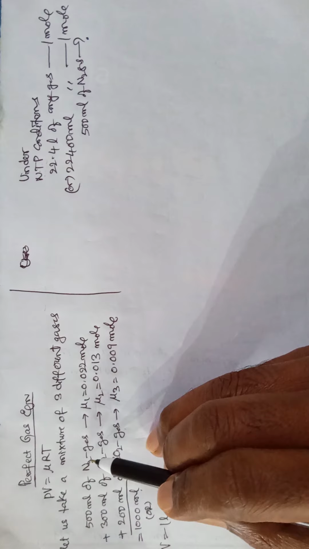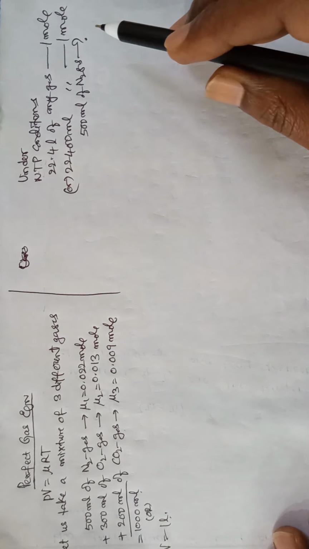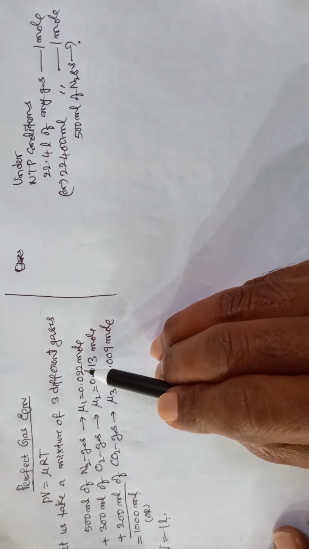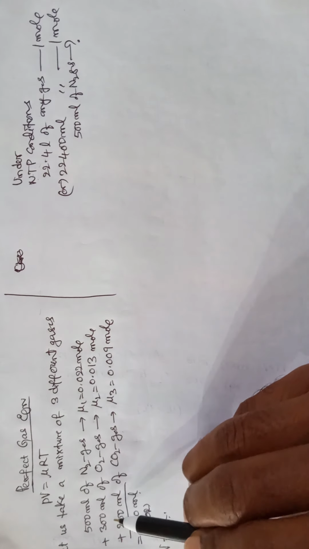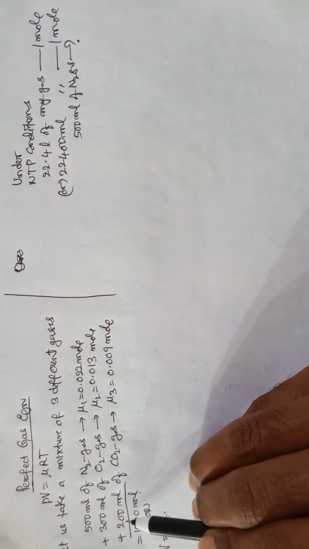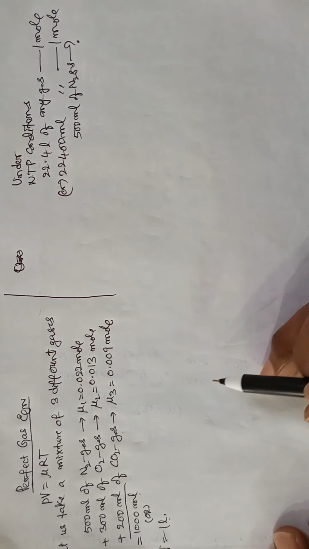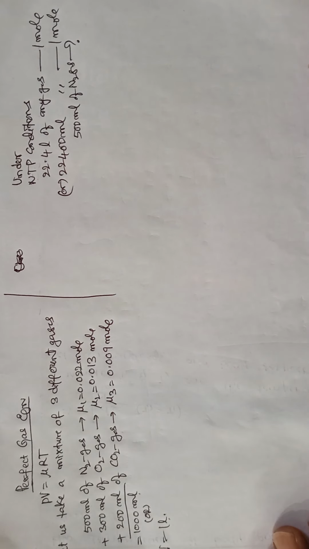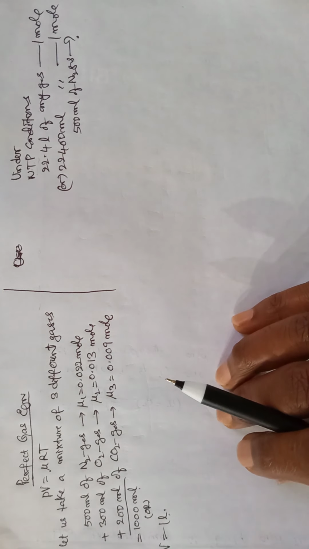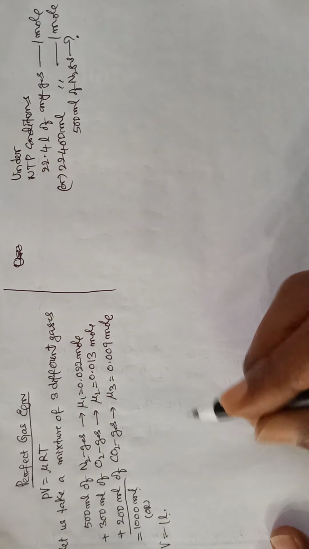Here you have taken nitrogen gas, 500 ml. So in 500 ml of nitrogen gas, how many moles will be there? I have calculated. I got 0.022 moles. For 300 ml of oxygen, I got 0.013 moles. For 200 ml of carbon dioxide, I got 0.009 moles. So in this way, I calculated the moles of substance taken. Let me write the perfect gas equation for this mixture.